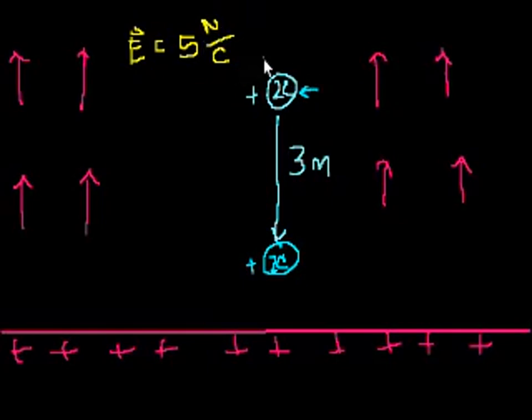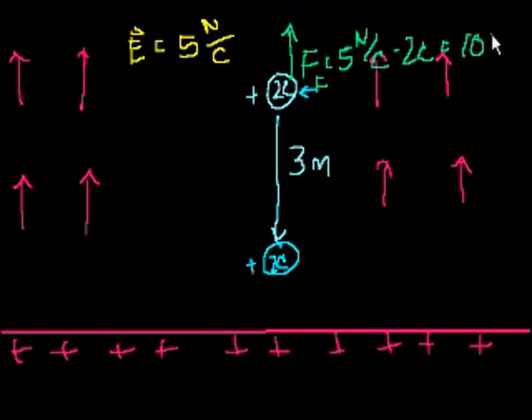So if you want to know the force of the field at that point, let me draw that in a different color. The force of the field acting on it. So let's see, the force of the field is going to be equal to 5 newtons per coulomb times 2 coulombs, which is equal to 10 newtons. And we know it's going to be upward because this is a positive charge, and this is a positively charged infinite plate. So we know this upward force of 10 newtons.